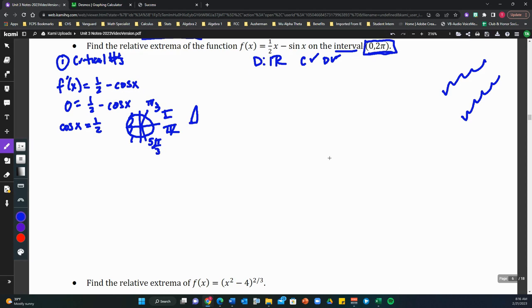Again, I don't have to have the whole circle memorized. I just have to be able to recreate the pieces that I need. So those are my critical numbers, pi over 3 and 5 pi over 3. So step 1 is done.